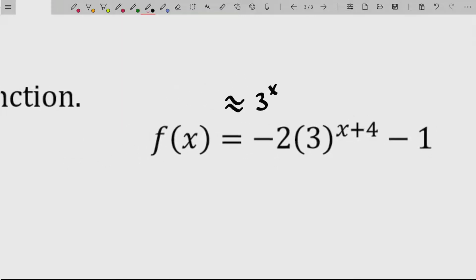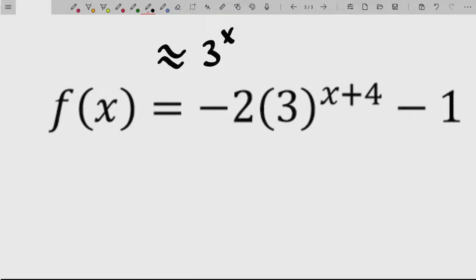Notice, by the way, I chose to write this not as p of t, but as f of x. That's a personal choice that I make when I'm creating an exponential function that does not truly represent anything realistic. I would rather just transform to a function name that's very mathy rather than very realistic. And so I'm just using f of x here.